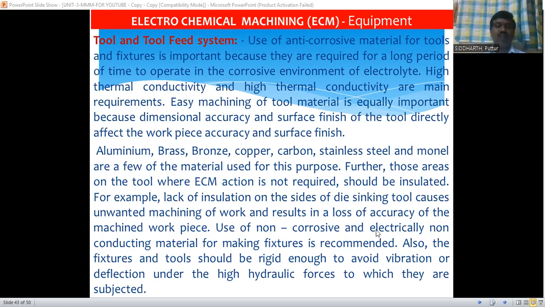The use of non-corrosive and electrically non-conductive material for making the fixture is recommended. So this fixture should not be a conductive material. It should be a non-conductive or non-corrosive material for proper holding of this cutting tool, but the cutting tool should be a conductive and anti-corrosive material. Also, the fixtures and tools should be rigid enough to avoid vibration or deflection under the high hydraulic forces to which they are subjected. During this machining process, we supply the electrolyte with high hydraulic force, so the system should not be damaged. It should be enough to withstand the forces exerted during the electrochemical machining process.